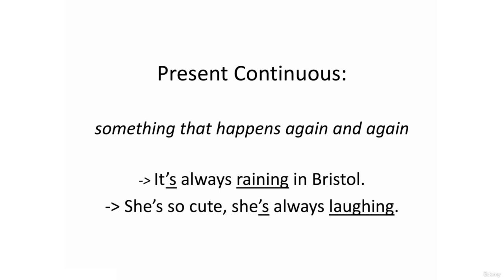We also use the present continuous to talk about something that happens again and again. It's always raining in Bristol. She's so cute. She's always laughing. Notice how in these two examples we use adverbs of frequency that are placed between the auxiliary verb and the main verb.